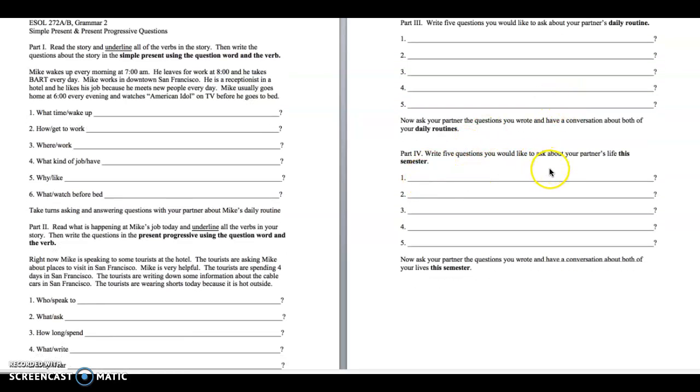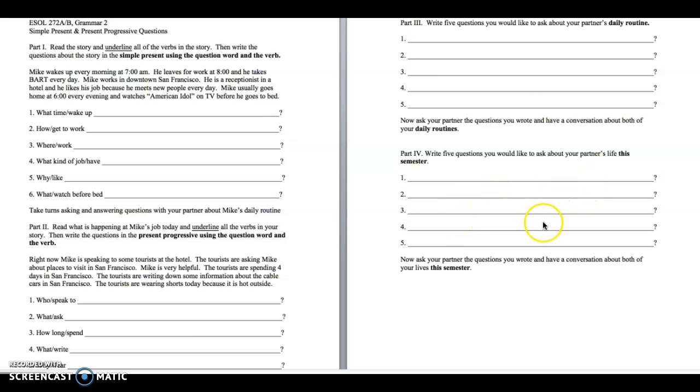And then they had to write 5 more questions about their partner's life this semester. So again, if they're using this semester, it's a kind of long-term present progressive. So how many classes are you taking this semester? And when are you working this semester? And I don't know, who's your grammar teacher this semester? Any kind of questions that they want to write in present progressive.